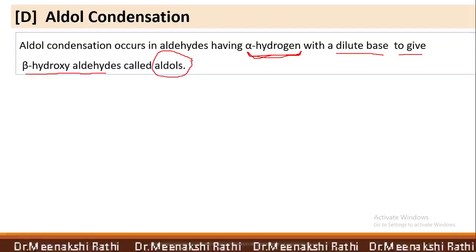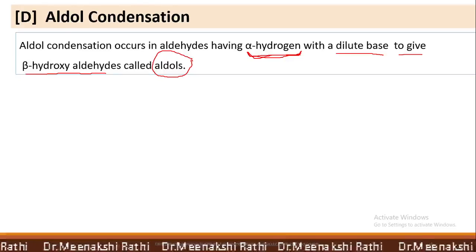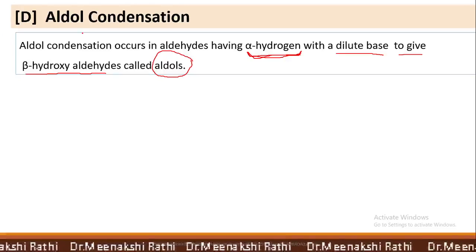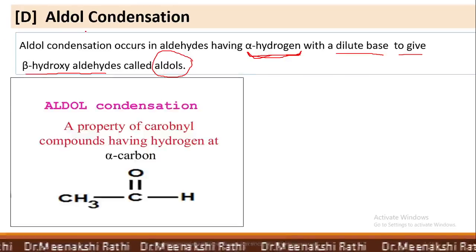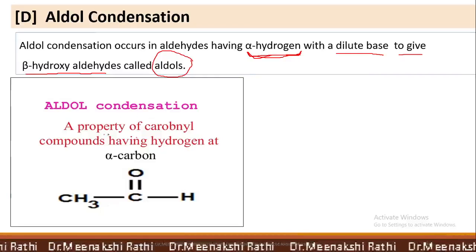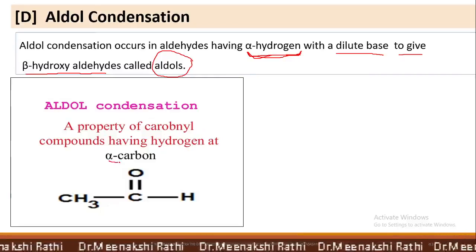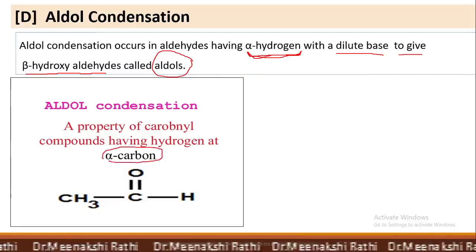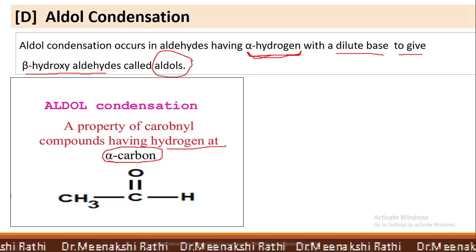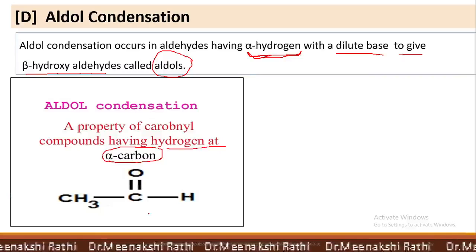So here the product formed is aldol, and the reaction is a condensation, so that's why it is known as aldol condensation. See here, aldol condensation is given by only those carbonyl compounds having alpha carbon and hydrogen at alpha carbon. That is important. So what do we mean by alpha carbon and hydrogen?